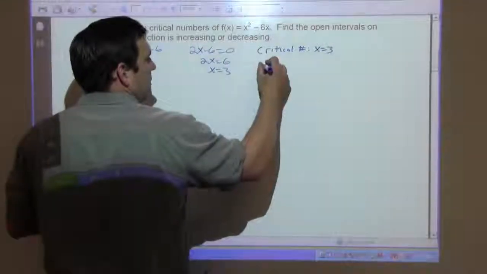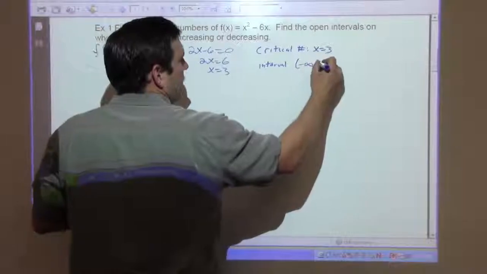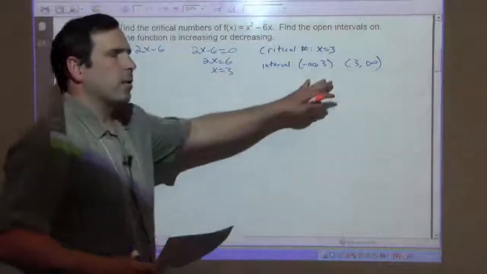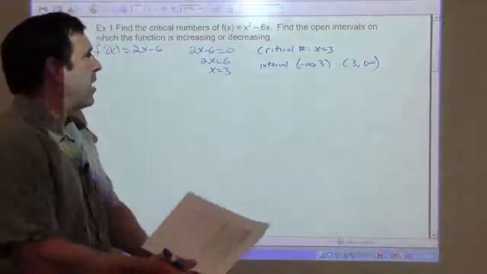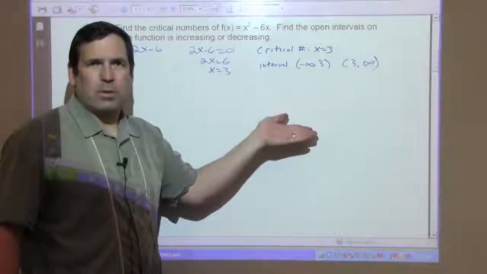So we have two intervals: from negative infinity to 3, and then from 3 to infinity. We want to look at these two intervals. On one it's going to be increasing, on the other decreasing. You could probably guess by knowing what the shape is going to be which one is increasing and which is decreasing.